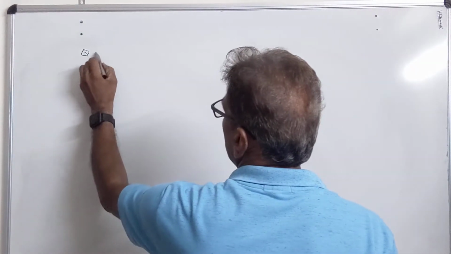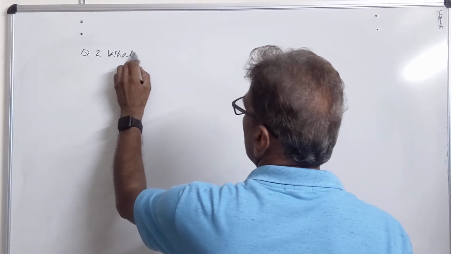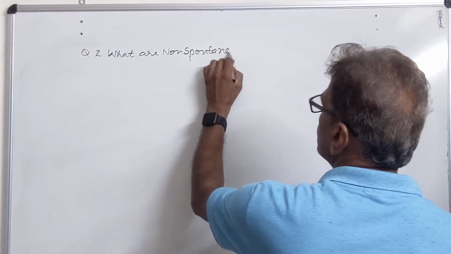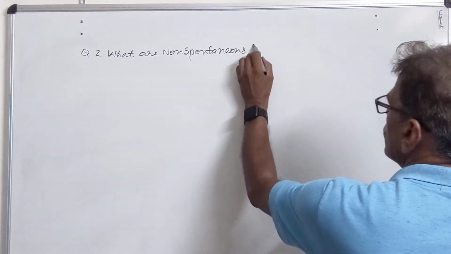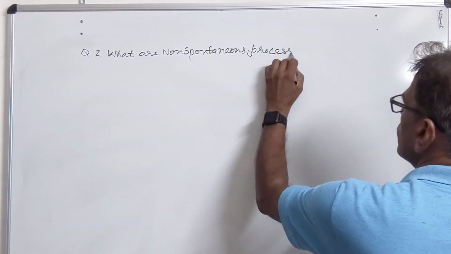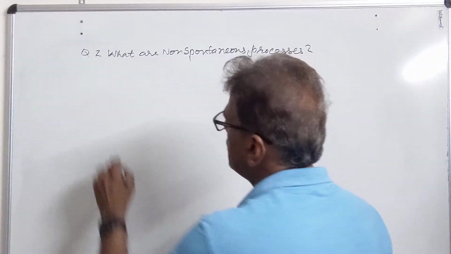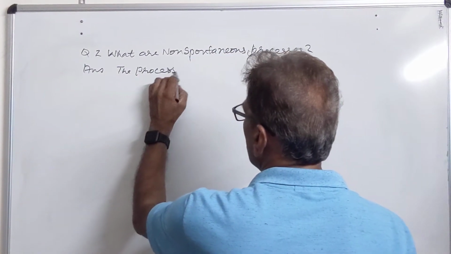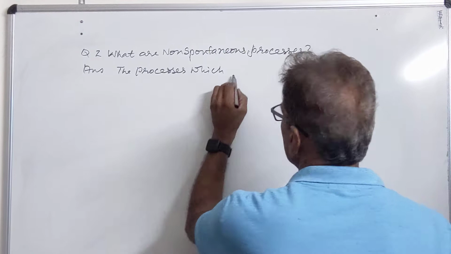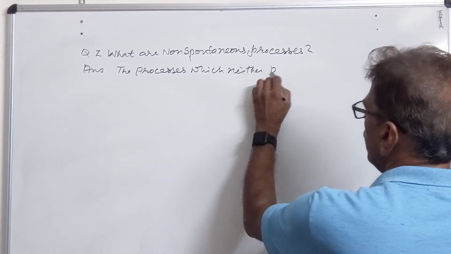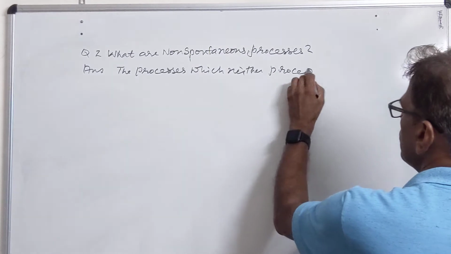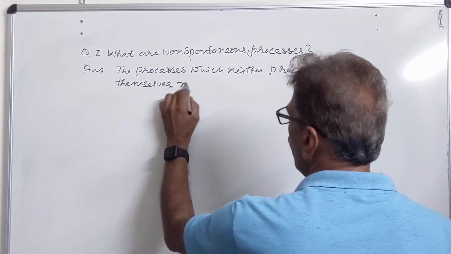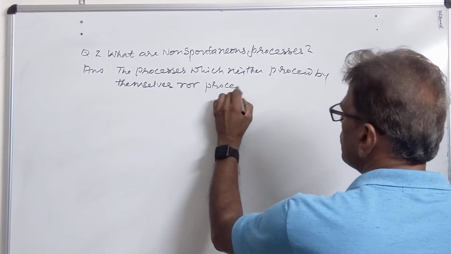So question number 2 is, what are non-spontaneous processes? The processes which neither proceed by themselves nor proceed by initiation.